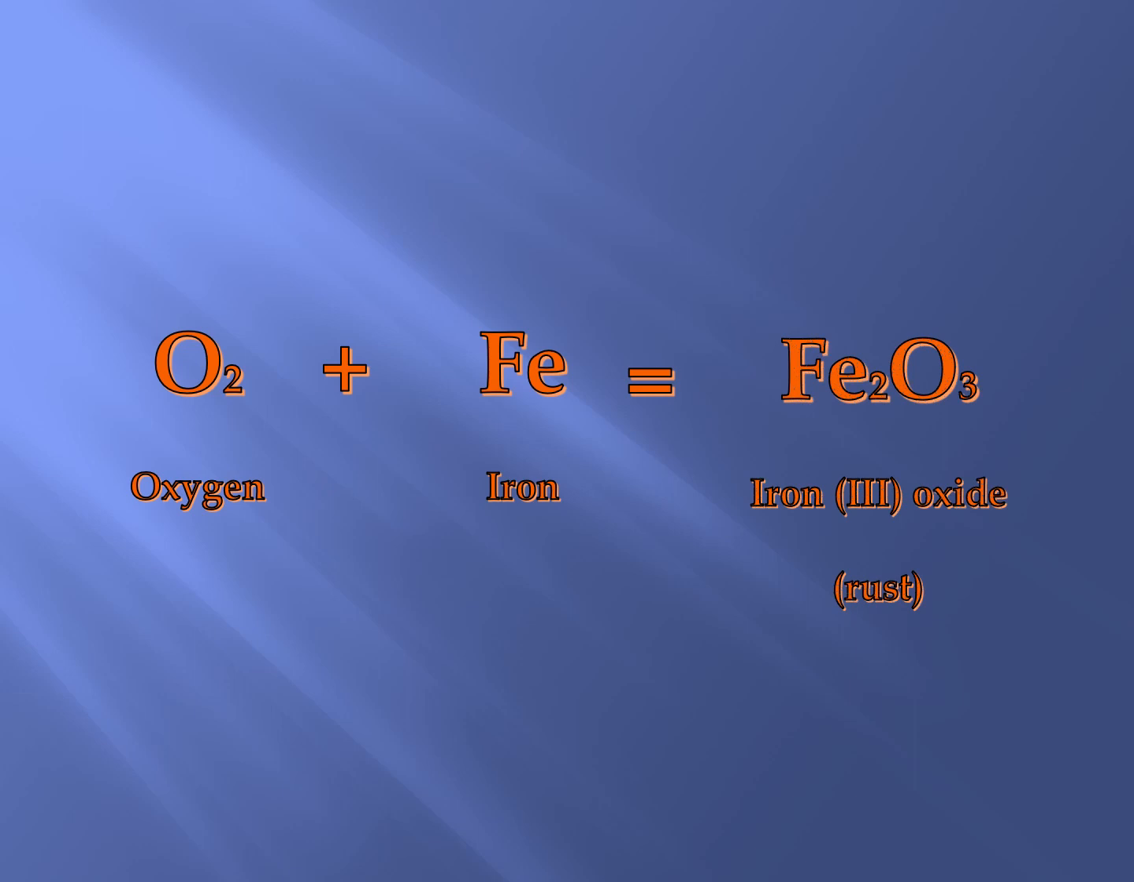So oxygen reacts with iron that is already in the rock. So the oxygen in the water reacts with the iron in the rock to create iron 3 oxide, otherwise known as rust.